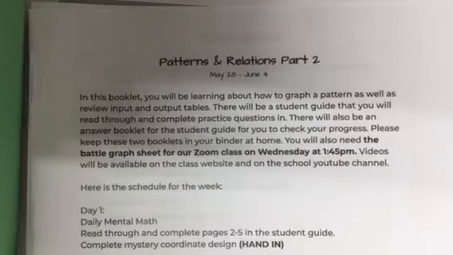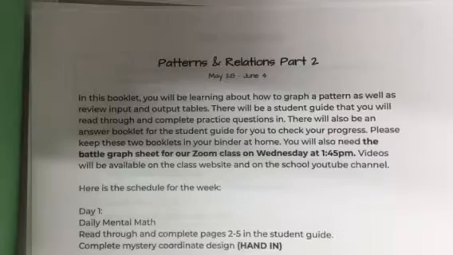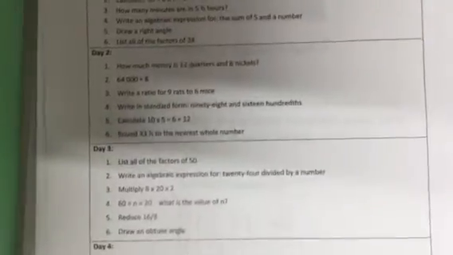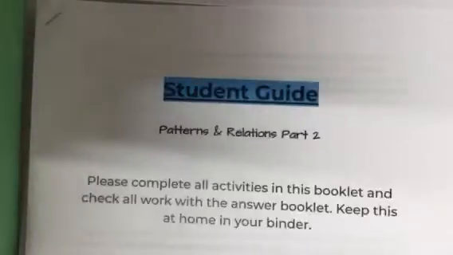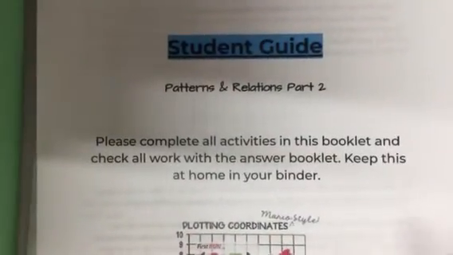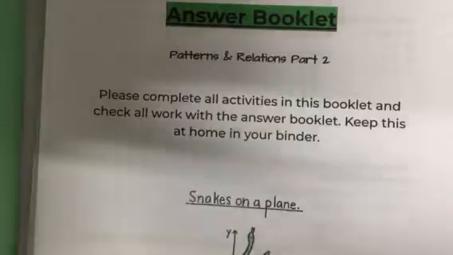I just want to go through the booklet for Patterns and Relations Part 2. So this is your to-do sheet for this week. You have your mental math as usual. Make sure you hand that in to me. And then you have a student guide. It has a little Mario on the front. This you keep at home in your math binder, but do complete everything in it.